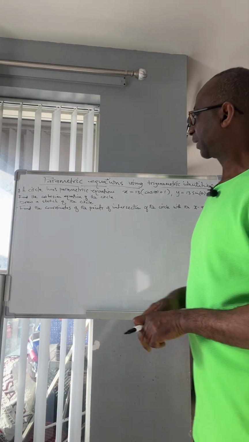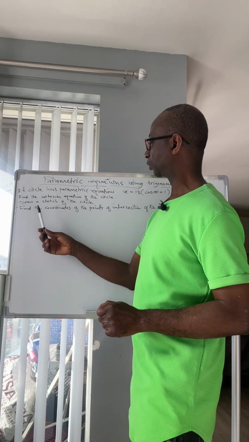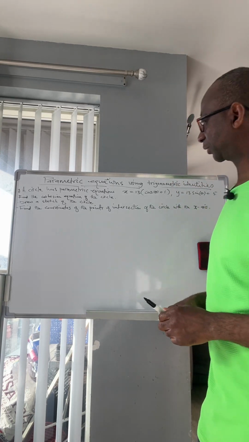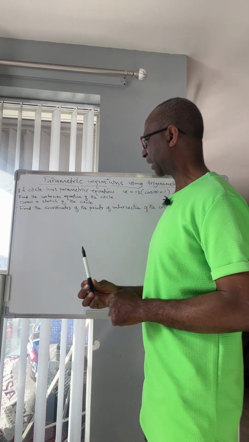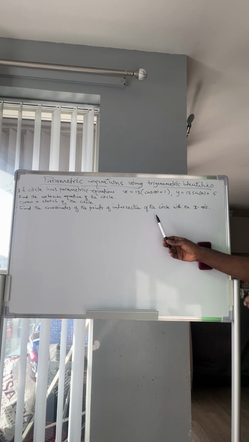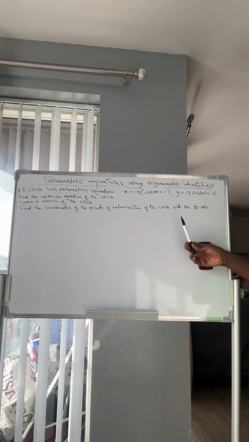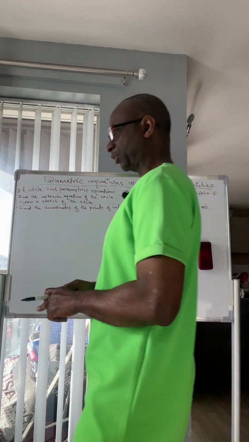Now you are asked to find the Cartesian equation of the circle, draw a sketch of the circle, and lastly find the coordinates of the points of intersection of the circle with the x-axis. So let's move on straight away.